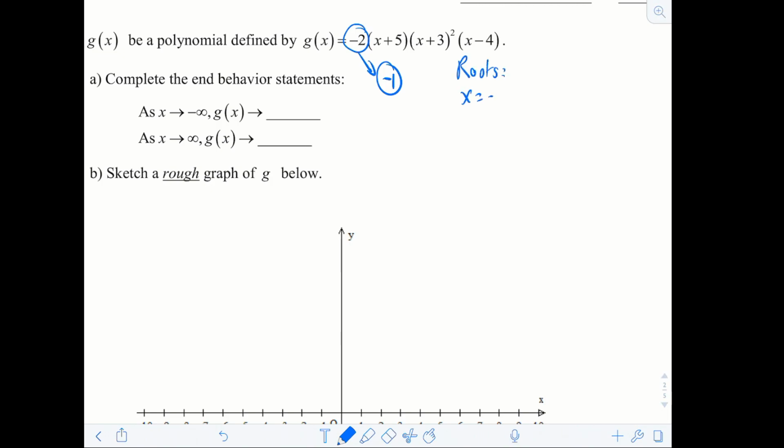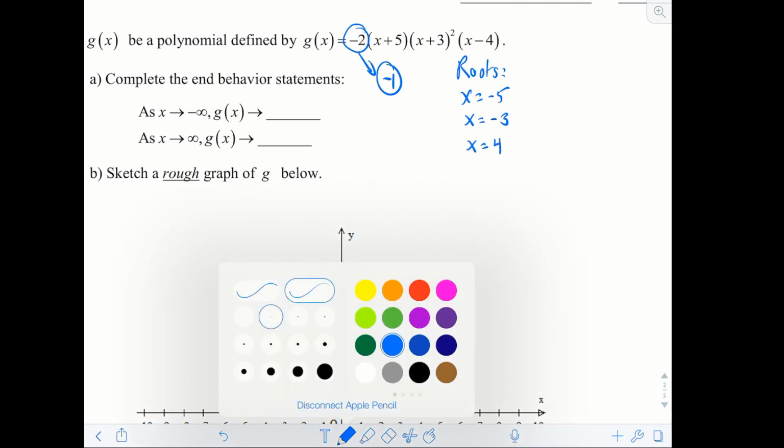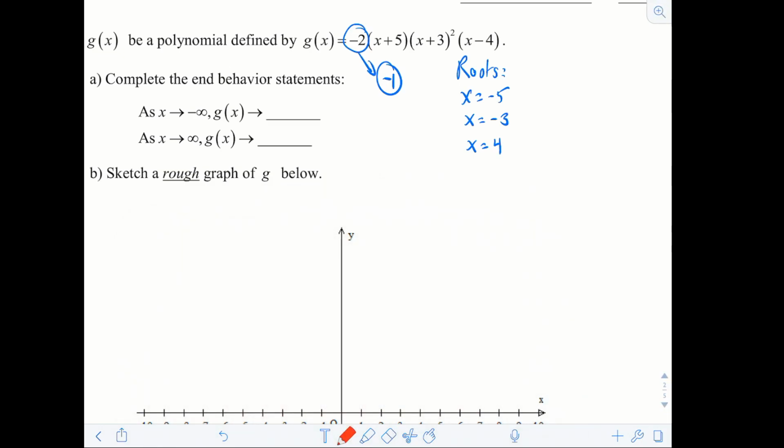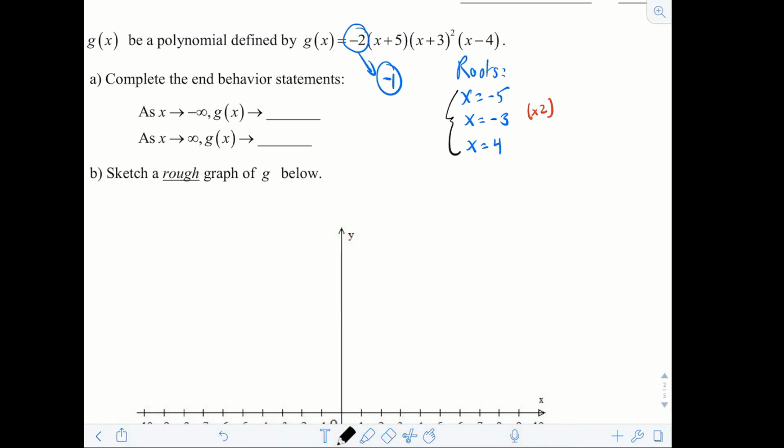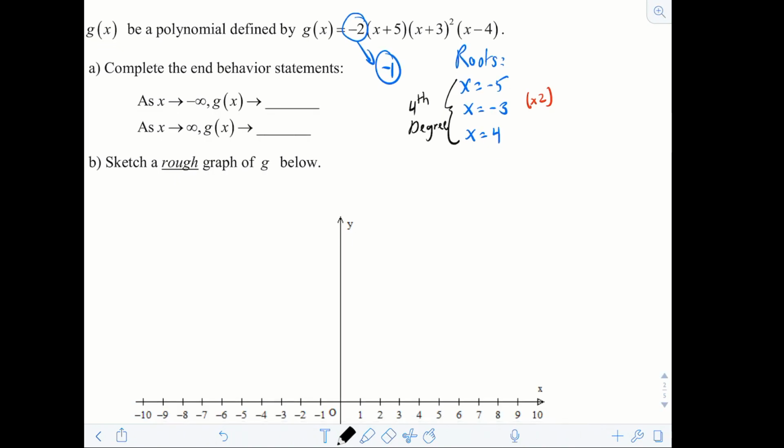So x is equal to negative 5. There is going to be an x is equal to negative 3 and x is equal to 4. Now I'm going to put off to the side for the 3 that this is going to be doubled up on the 3. So that means that altogether we have a fourth degree polynomial. Okay, so we know that the leading coefficient is negative. We know that it is a fourth degree.